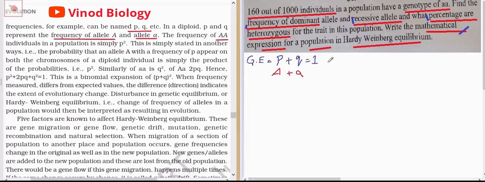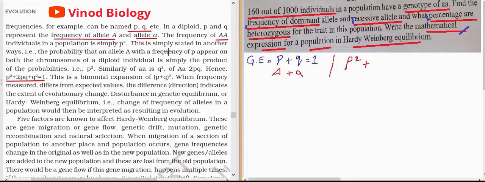Again, he said one rule: p square plus 2pq plus q square. It is a binomial expression, like a plus b whole square equals a square plus 2ab plus b square. The same way, p square plus 2pq plus q square is equal to 1, the actual frequency in a population.